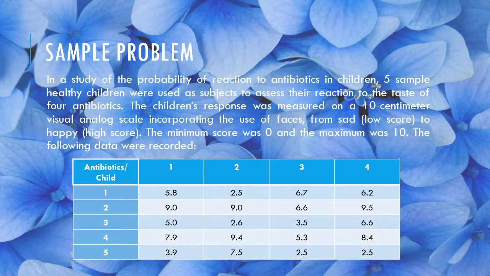So our first column, which is our 5 children, represents our blocks. Then our first row, which is our 4 antibiotics, represents our treatments.